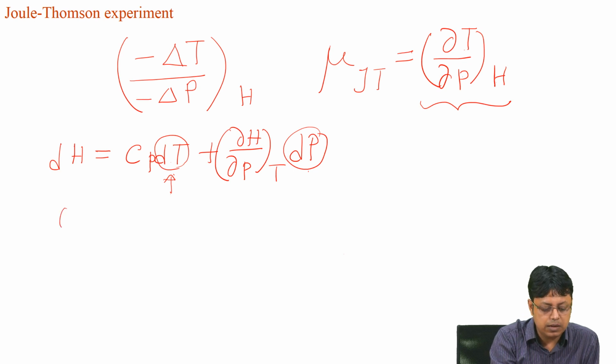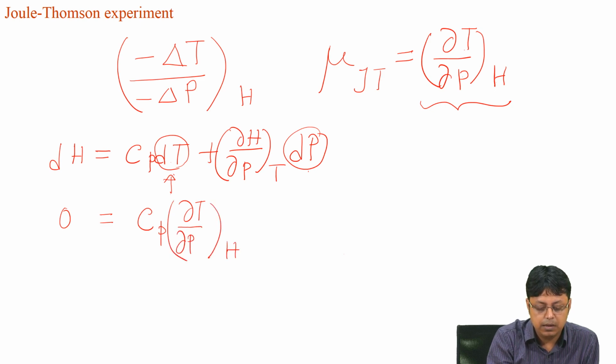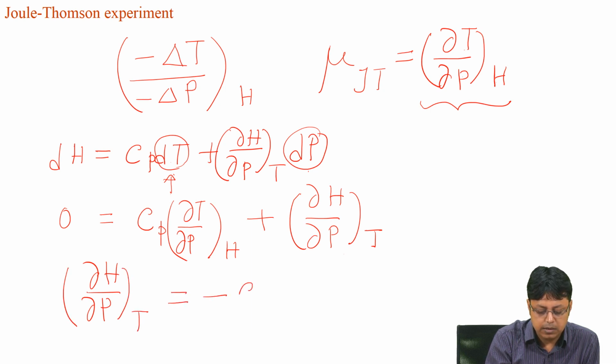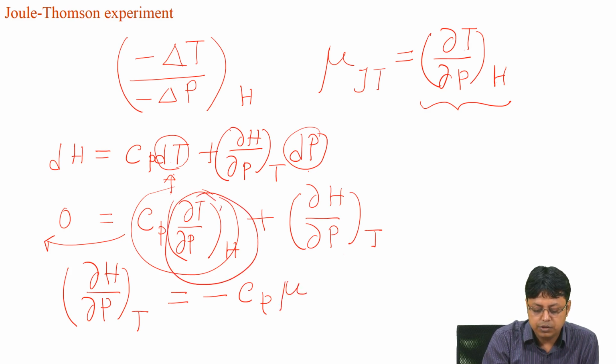If the enthalpy is constant, the left hand side becomes 0, and if we divide both sides by dP, we'll get Cp del T del P at constant enthalpy plus del H del P at constant T. So we got a very interesting relationship. Del H del P at constant T is nothing but minus Cp times this term, because we are moving this term to the left hand side, and this term was already defined as mu JT.